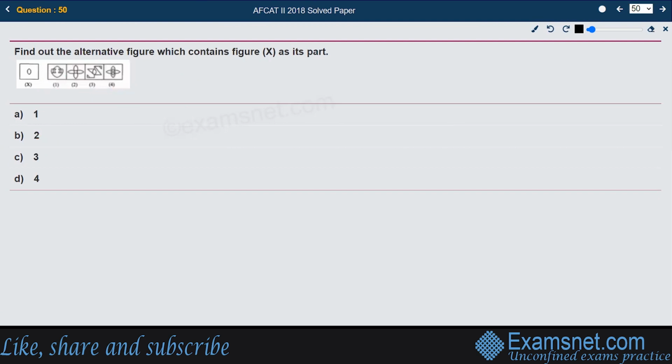50th. Now find out the alternative figure which contains the figure x. It is the same situation. We need to find out this particular thing is part of which of the figures. If you have a closer look at this, it's not part of the 1, it's not part of the 2 either, because there's a circle in there and this is not a circle, this is a little oval shape. So it is part of option number 3. If you have a closer look, it is contained. So we'll say option number 3 is right, and that is the right answer only.